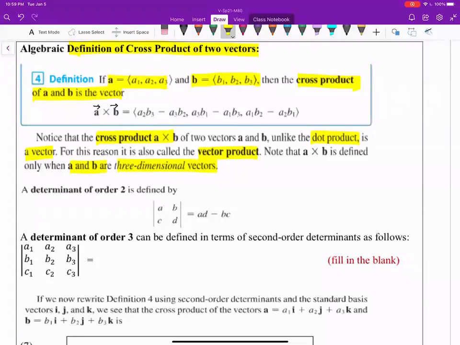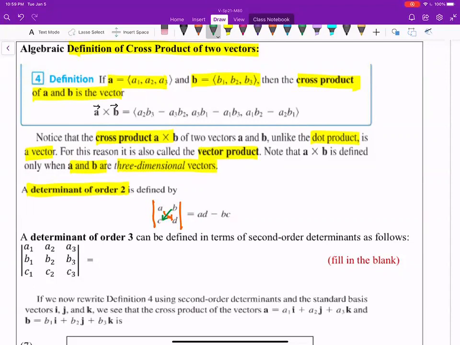Before we get into how to remember A cross B in a better way, we need to know a few definitions. The determinant of order 2 is defined as follows: suppose you take a 2 by 2 array, two rows and two columns. The determinant is this symbol. If you want to find the determinant of that matrix, you multiply left to right, that is A times D, and subtract right to left, BC. AD minus BC is the value of the order 2 determinant. Order 2 means two rows and two columns.